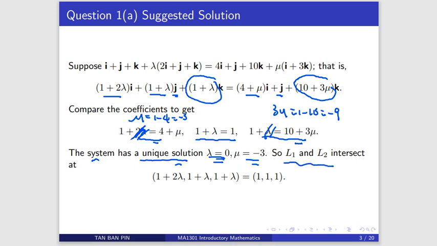And you can just sub lambda as 0 into the equation of L1. So lambda is just put as 0. Which means the intersection point will be just i plus j plus k, the position vector. So the intersection point should be just (1, 1, 1).